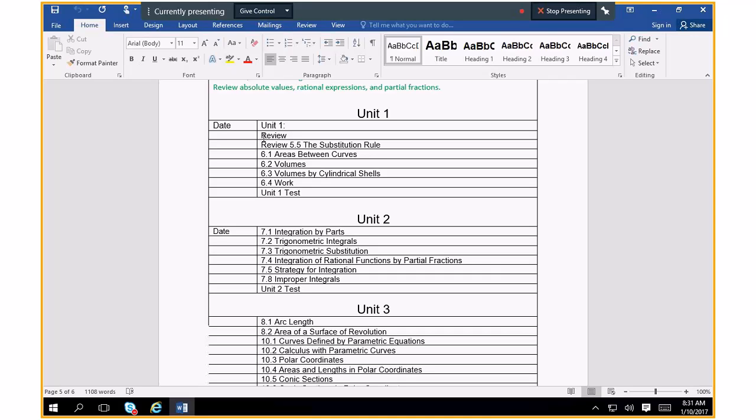I'll probably cover Unit 1 and Unit 3, which is derivatives and antiderivatives. I'll probably cover a little bit of rate of change, and then we'll jump back into what we left off with last semester, and that's the volumes and the cylindrical cells and shells and all that stuff.